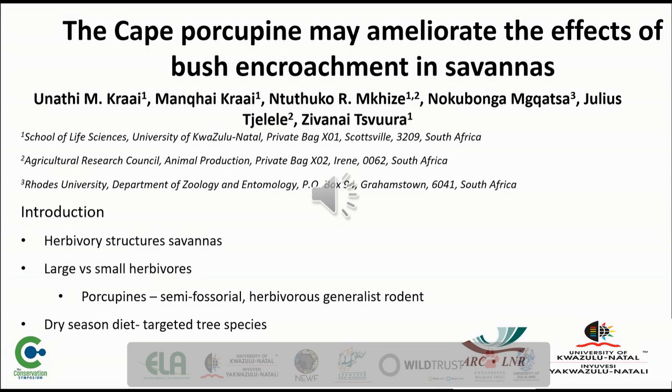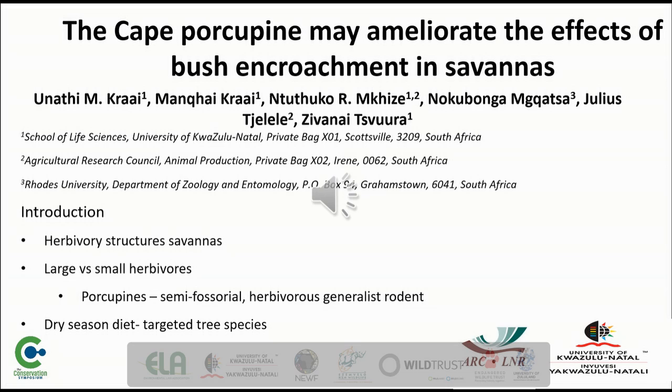Herbivory is one of the determinants of a savanna structure. Large as well as small herbivores play a fundamental role in shaping this structure. Extensive research has been done on large herbivores like the African elephant, whereas small herbivores have been understudied, like the Cape porcupine. The Cape porcupine is a generalist forager.